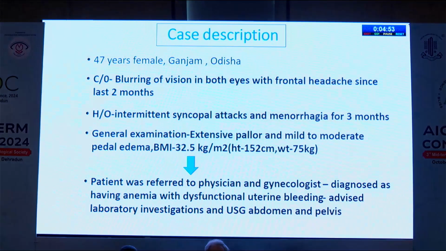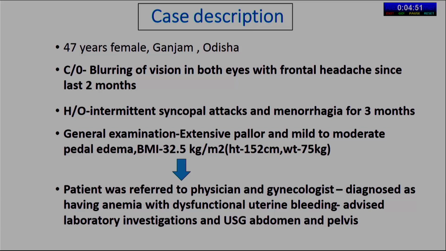So my patient, a 47-year-old female from Ganjam, Odisha, came with a complaint of blurring of vision in both eyes with frontal headache since 2 months. She had a history of intermittent syncopal attacks and menorrhagia for 3 months. On general examination, there was extensive pallor and mild to moderate pedal edema. BMI was 32.5 kg per meter square. Then the patient was referred to a physician and gynecologist and was diagnosed with anemia with dysfunctional uterine bleeding.